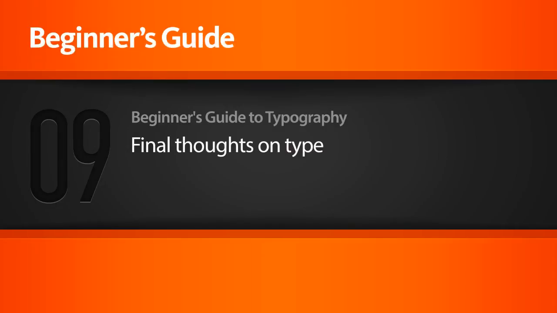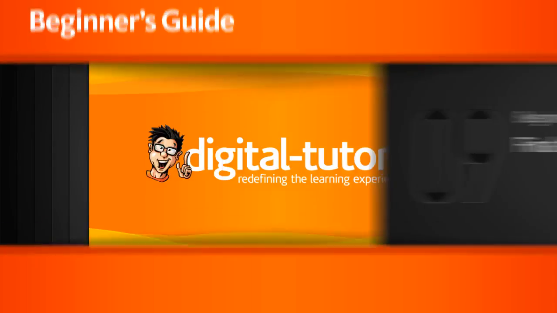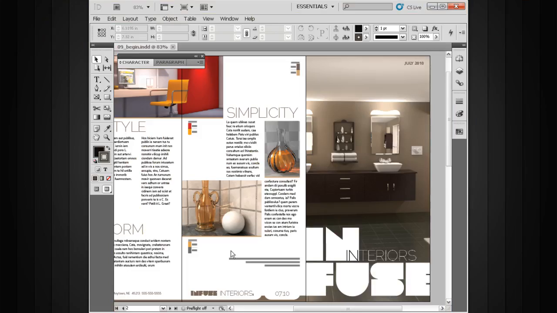In this lesson, we'll wrap up this beginner's guide to typography with a few final thoughts on type. Now I know I've thrown a lot at you over these last few lessons, but in all reality we've only scratched the surface when it comes to typography. I am working with the file 09_begin, but I'm really only going to be using this as some examples if you want to open that up and follow along.